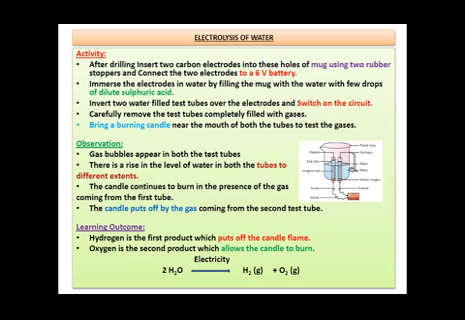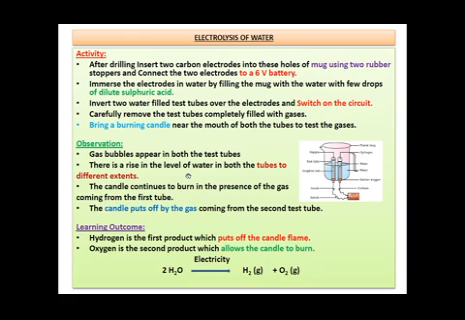So is the volume of gas collected same in both of the test tubes? Once the test tubes are filled with these gases, what you have to do, you will remove these test tubes very carefully and you will bring a burning candle near the mouth of both the test tubes, and this is done to test which gas is being evolved. So now let us go to the observations.